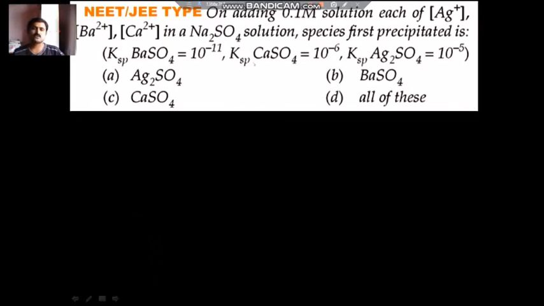See the next one. On adding 0.1 molar solutions each of Ag plus, Ba2 plus, Ca2 plus to a sodium sulfate solution, which species is first precipitated? They have provided the Ksp value of barium sulfate as 10 power of minus 11, calcium sulfate as 10 power of minus 6, and silver sulfate as 10 power of minus 5.